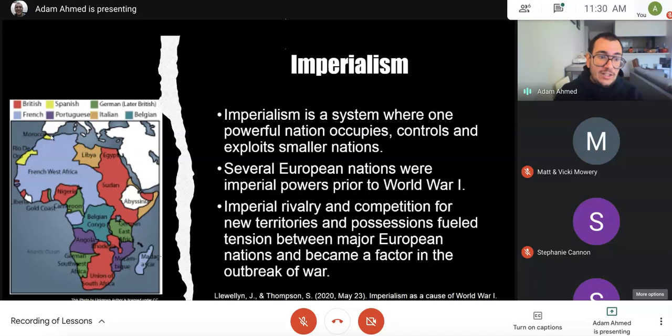The Spanish had an enclave in Morocco, Western Sahara, and you can see that Austro-Hungary and Germany didn't really have as much territory as the others. They were kind of late to the imperialism game. So what this meant was that imperial rivalry and competition for new territories and possessions fueled tension between major European nations and became a factor in the outbreak of war.